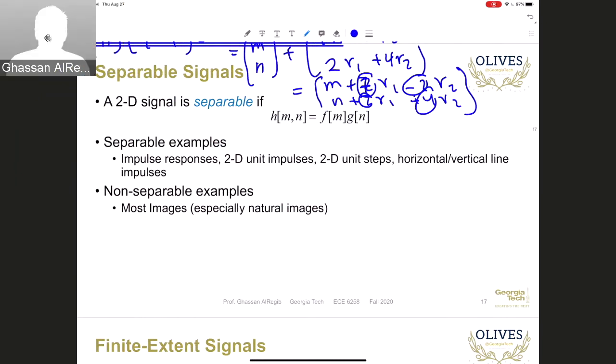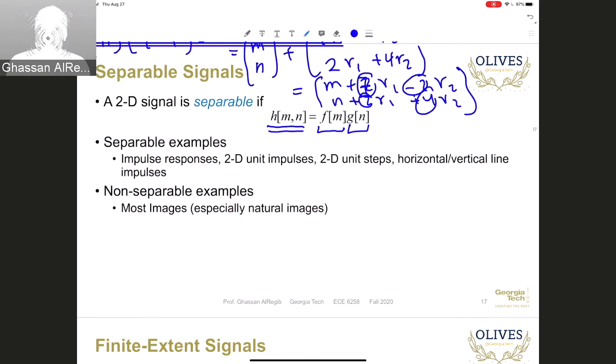Another concept I will use really heavily in convolution is separability. The idea of separability is that a two-dimensional signal, in this specific case we call it H of M and N, is the product of two one-dimensional sequences. So in this case, F of M is a one-dimensional sequence as a function of M, and G of N is a one-dimensional sequence as a function of N. If the product of these two gives us H of M and N, then we say our signal H is separable. That will become very handy, and we'll see at the very end of the lecture today how that can save quite a bit in our computational calculation.